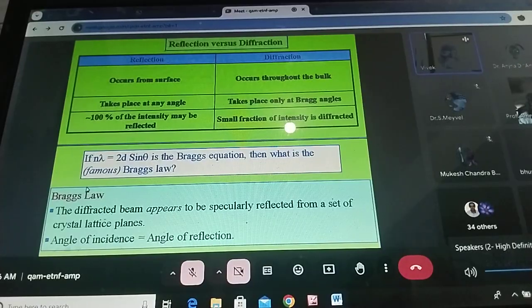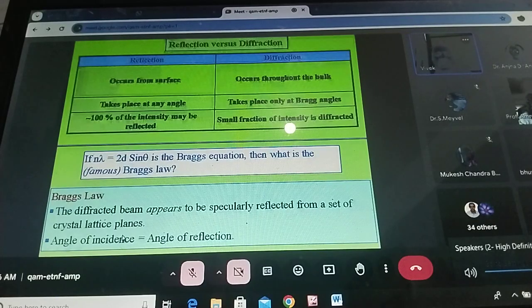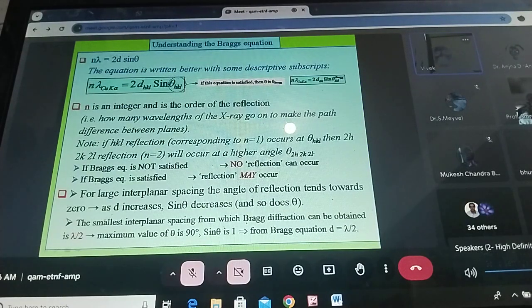If n lambda is equal to 2d sin theta is the Bragg equation, then what is the famous Bragg's law? How can we define Bragg's law? Simply, constructive interference will take place when the path difference is an integral multiple of the wavelength. Or we can say, the diffracted beam appears to be specularly reflected, specularly means like a mirror, from a set of crystal lattice planes. So the planes are acting as a mirror, so the angle of incidence should be equal to the angle of reflection.